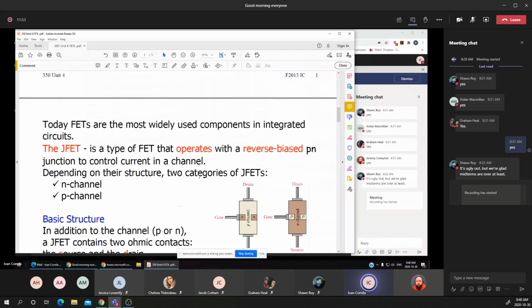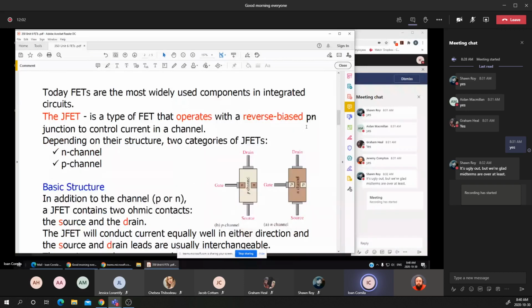I mentioned that FETs are the most widely used components in integrated circuits. Again, in digital logic, we may see two technologies. One is TTL, transistor-transistor logic, which is probably used when power consumption is not a concern, and the other is CMOS technology, which is used in applications when the consumption is required to stay at a certain level.